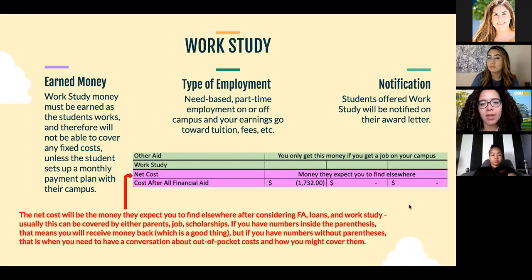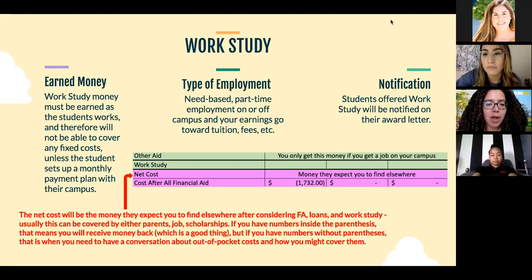And students offered work study will be notified on your award letter. This little screenshot is also from that financial aid award review sheet that we're going to go over a little bit later. The net cost will be the money that they expect you to find elsewhere after considering financial aid, loans, and work study. That's what that purple part is. Usually this can be covered by either parents, other jobs, scholarships. If you have numbers inside the parentheses, that means you would receive money back, which is great. But if you have numbers without the parentheses, that is when you would have to have a conversation about any out-of-pocket costs that you may need to cover.